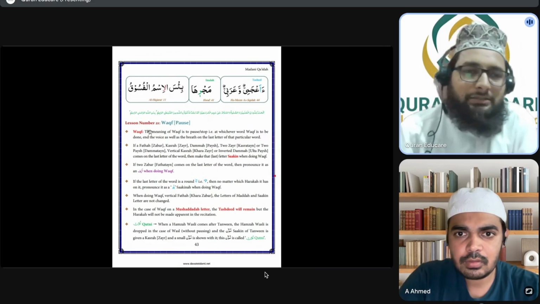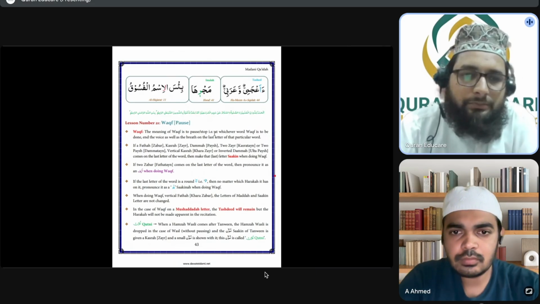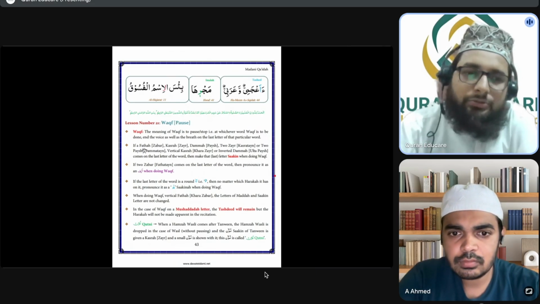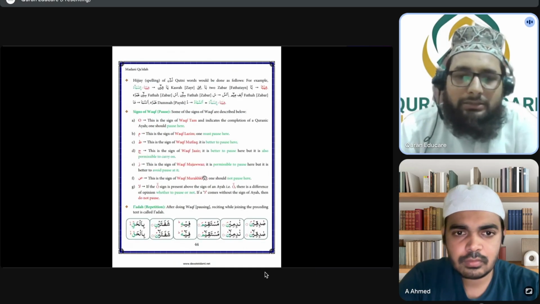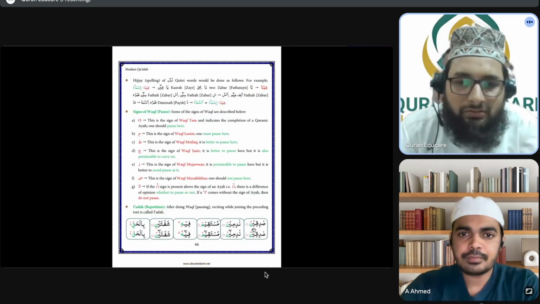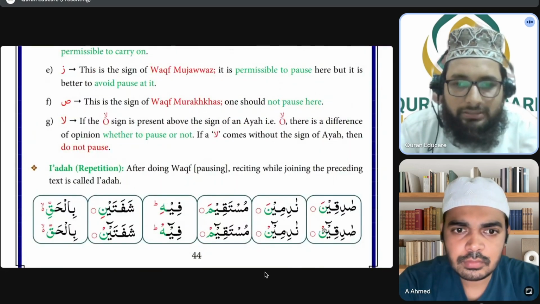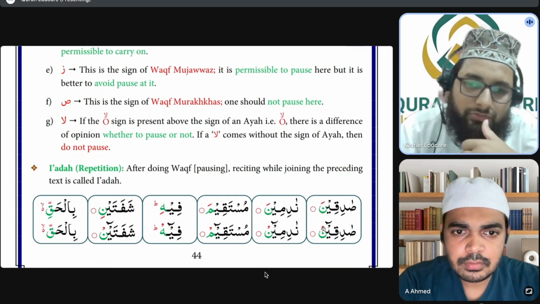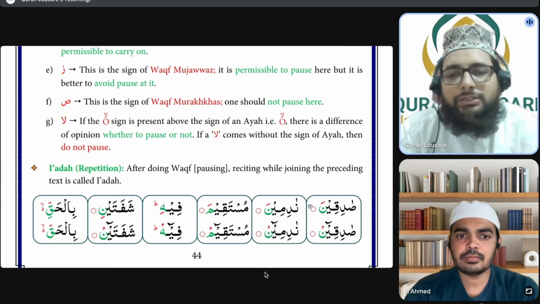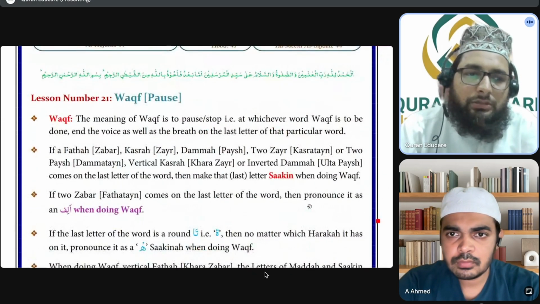So you can see the cursor. Waqf: the meaning of waqf is to pause. I told you, some things change into jazm, like you can see here. Sadiqina is changing into sadiqin. Like zabar is changing to jazm. Some things change into jazm in the state of waqf. So let me tell you.